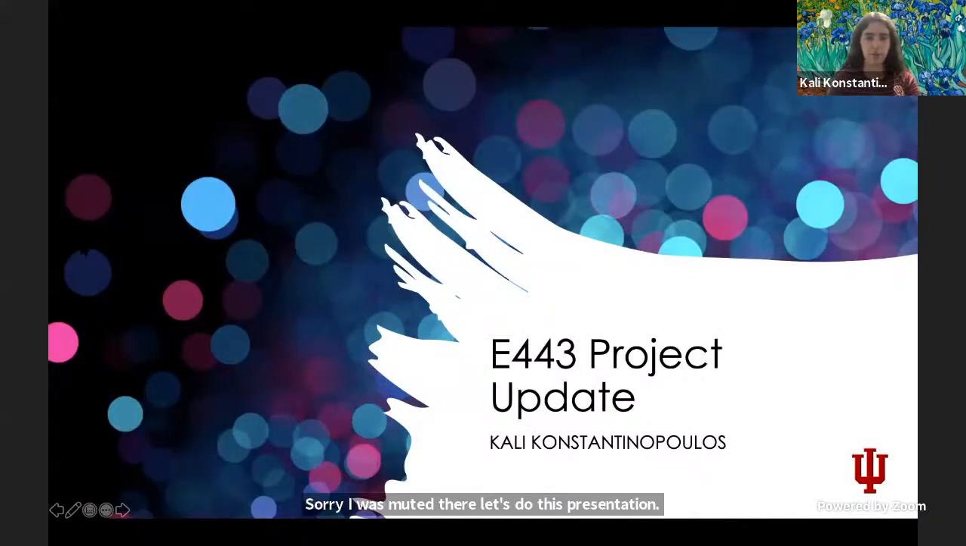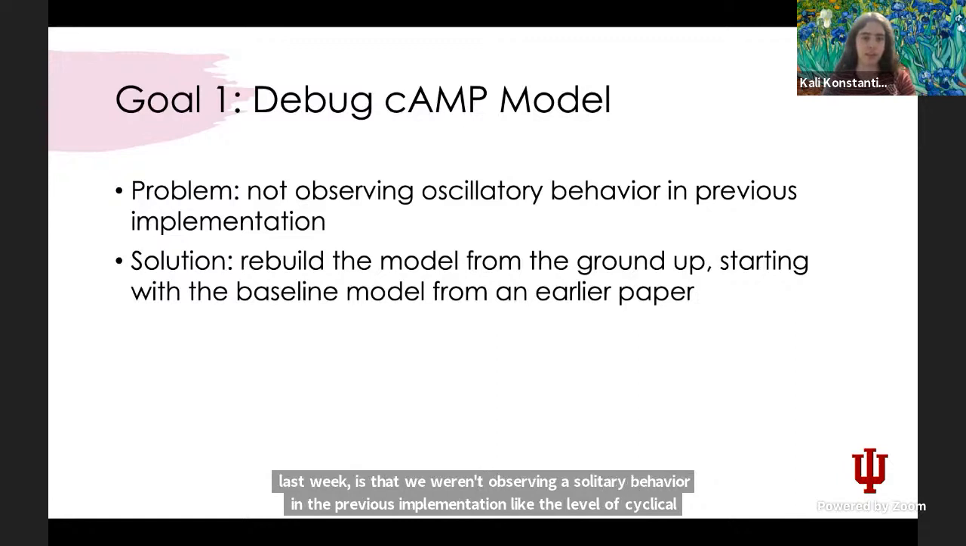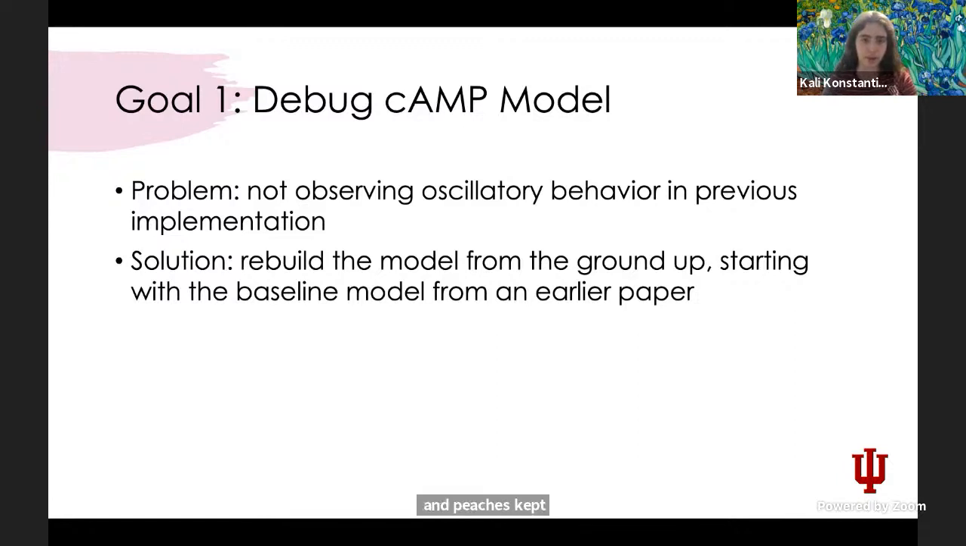All right, so this PowerPoint doesn't have all of my update, but it has a big part of my update. One of my big goals for this week was debugging my cyclic AMP model for Dictyostelium. The problem, if you remember from last week, was that we weren't observing oscillatory behavior in the previous implementation; the level of cyclic AMP just kept increasing. We weren't seeing a wave-like pattern. So the solution, with Dr. Glazier, was that I rebuilt the model from the ground up, starting with the baseline model that I was able to replicate from an earlier paper in Tellurium.